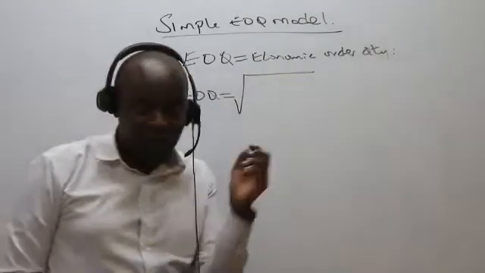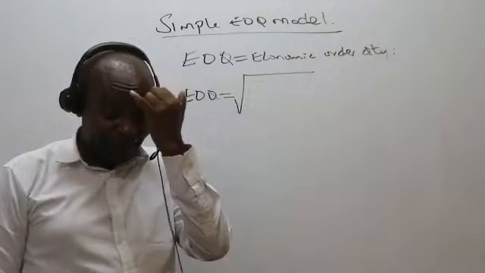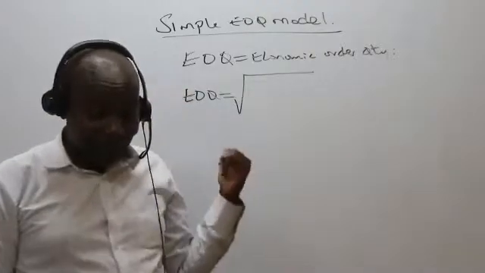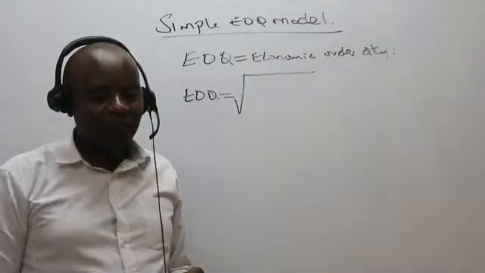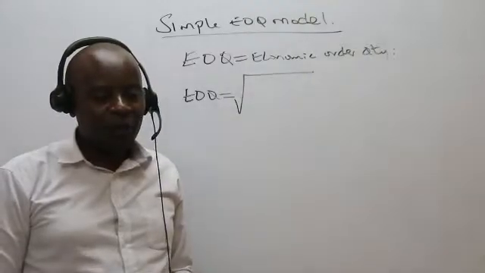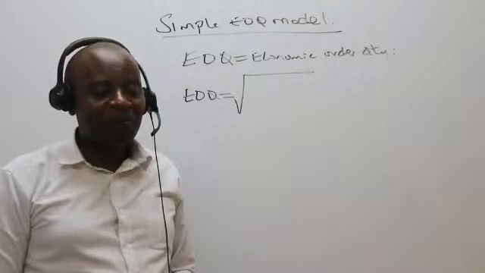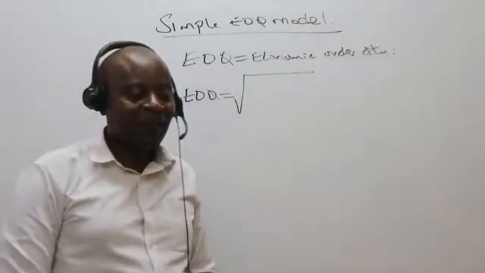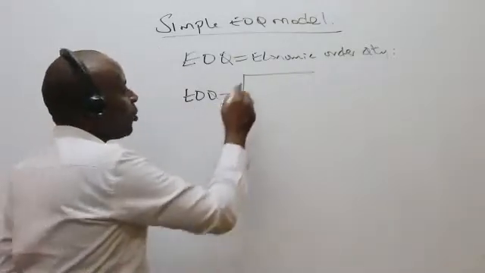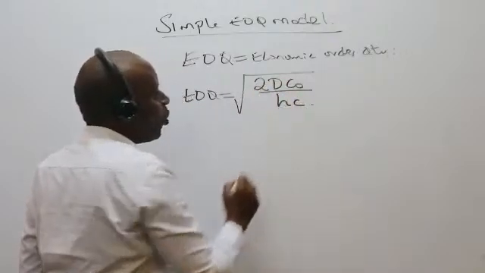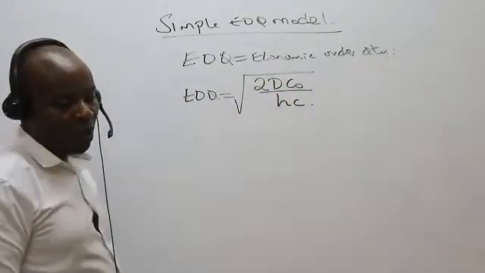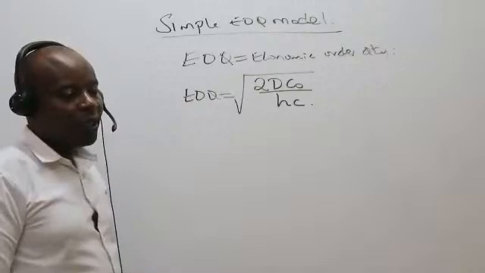So could you kindly finish this for me? Somebody finish this for me. Give me the formula of EOQ. EOQ equals. Very good. So square root of 2DCO all over what here? Holding cost. 2DCO all over holding cost.